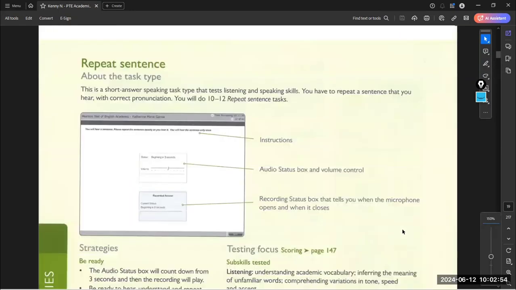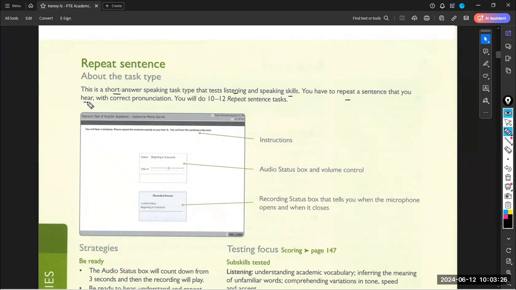It is really tall. Sorry, it's not, because we are not talking about height. It's a really long sentence. So you have to be careful because the sentence will be long, and you have to be careful of every noun and adjective the speaker is going to say. So this is it. It's about repeating a sentence, and we have a short speaking task type that tests listening and speaking skills. So you have to repeat the sentence that you hear.